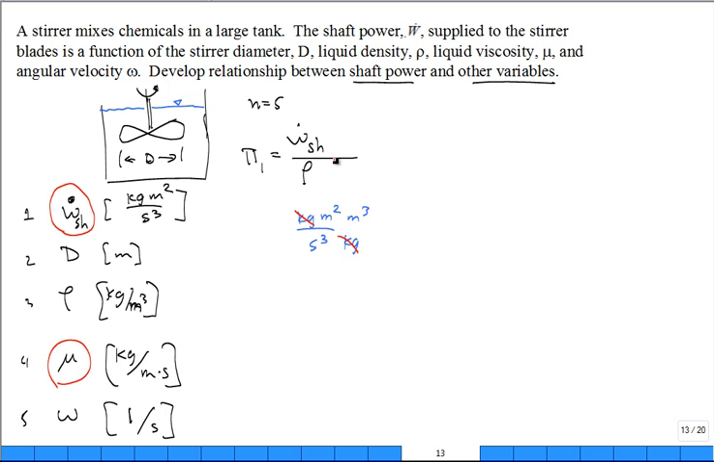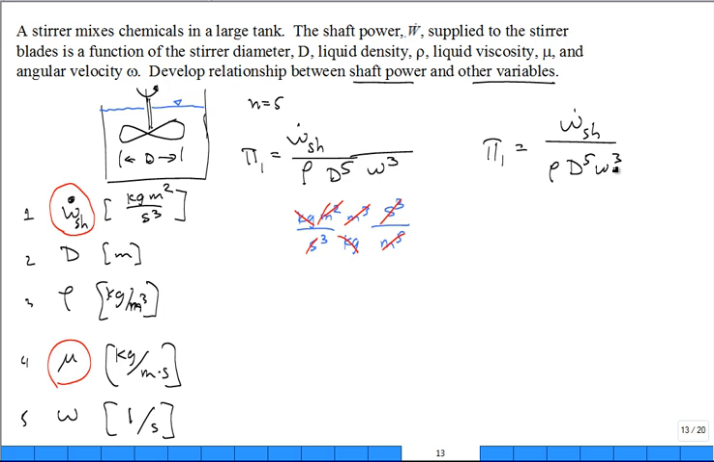So if I divide by D to the 5th, does that do it for the meters? Sure. And so you get meters to the 5th, and we say goodbye to all of those. And now seconds cubed, do I need to divide by omega? And divide by omega cubed, and then it'll be seconds cubed, and away we go. So the first pi group is W dot shaft divided by rho, diameter to the 5th, omega cubed.